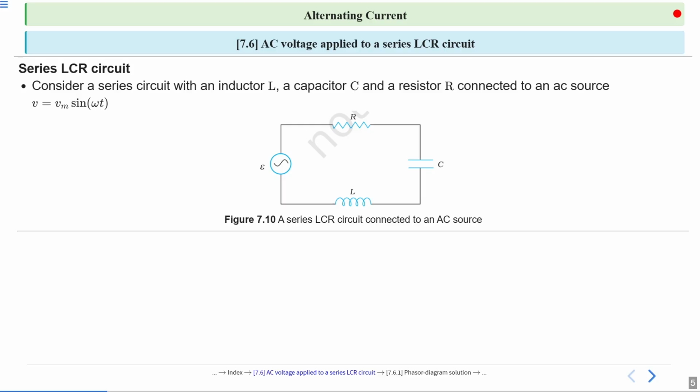Resistance R, capacitor C and inductor L are connected in series with the voltage source having instantaneous voltage V equal to Vm sin omega t. So, figure 7.10, a series LCR circuit connected to an AC source.